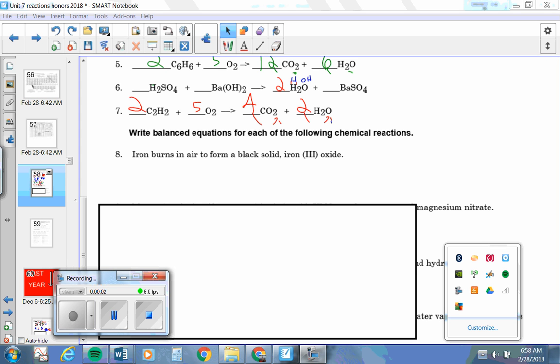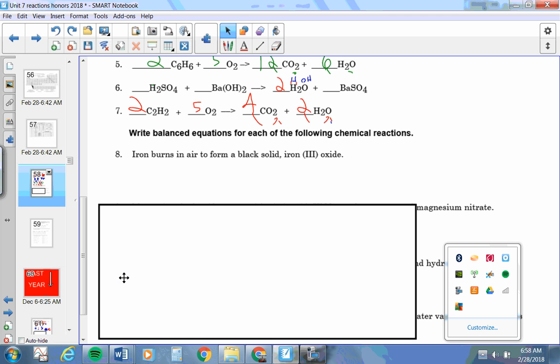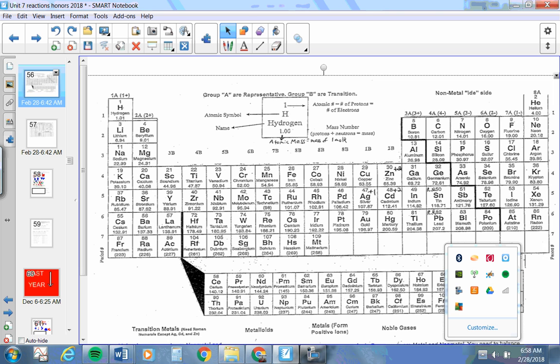This next section will just be the part about writing balanced equations from words. I may refer a little bit here and there to the periodic table, because you really can't do this without it unless you're really good at names and formulas. So it's kind of like the skills from the old test.